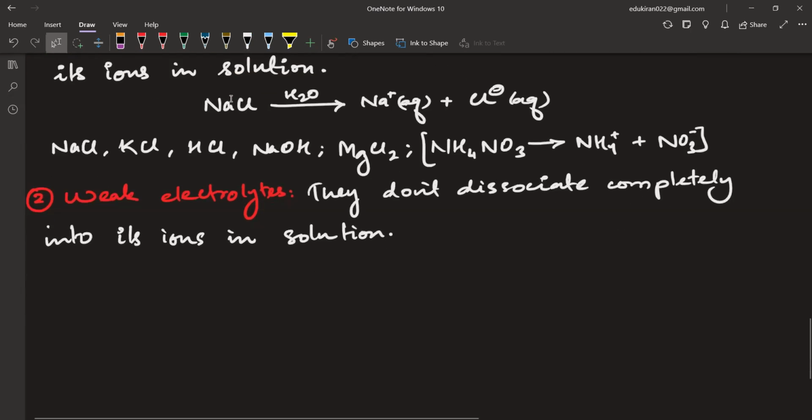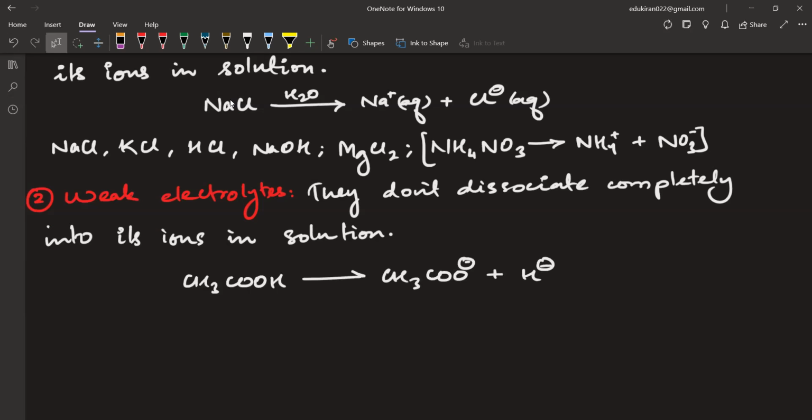So, for example, if you have CH3COOH, it will give CH3COO- plus H+, and this H+ will again get associated with CH3COO- and form CH3COOH. That is why these are reversible in nature. Let us say you have taken 100 CH3COOH. At time 0, there is nothing. Then out of 100, 50 will dissociate. 50 CH3COO- will be formed, and 50 H+ will be formed. You must have learned this in solutions.